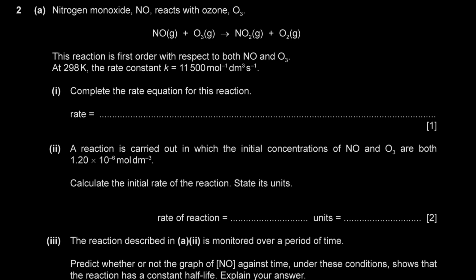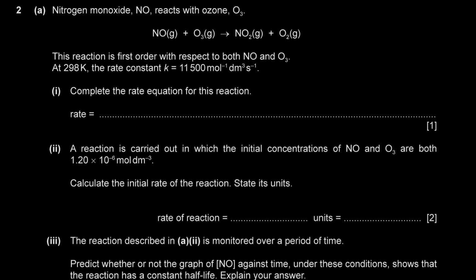So here we have question number 2. Part A says nitrogen monoxide reacts with ozone. The reaction is given over here. This reaction is first order with respect to both nitrogen monoxide and ozone. At 298 Kelvin, the rate constant K is equal to 11,500 per mole dm cube per second. Complete the rate equation for this reaction.